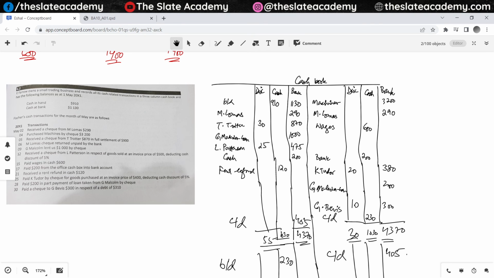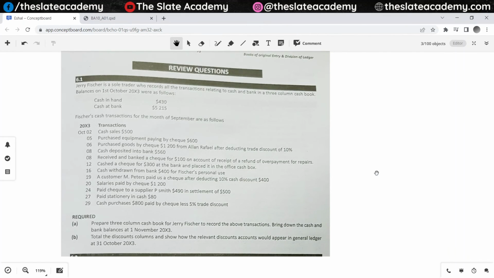So let me first paste that over here. Just to verbally discuss the transactions and the question, the first thing is the same as always. We have opening balances, so no difference in that. These would be the brought down. Cash sales, paying by check, normal transaction.